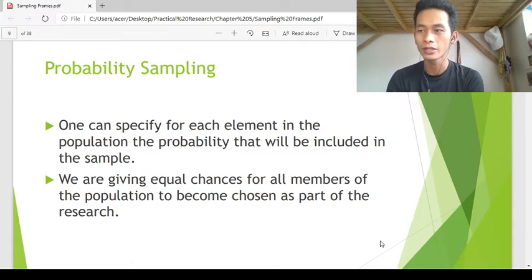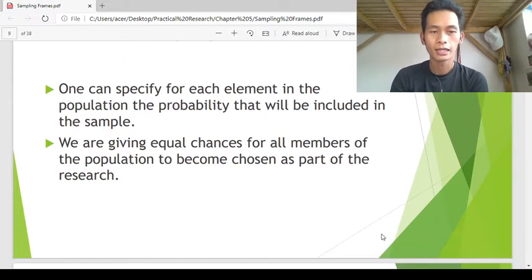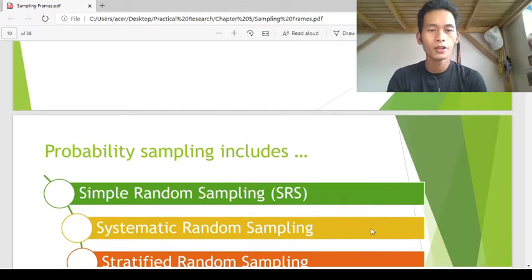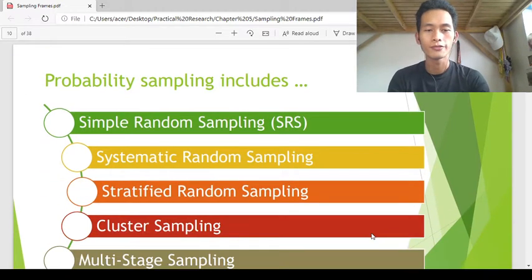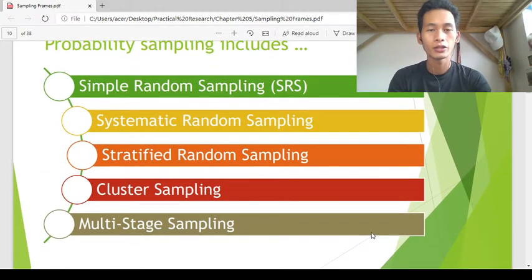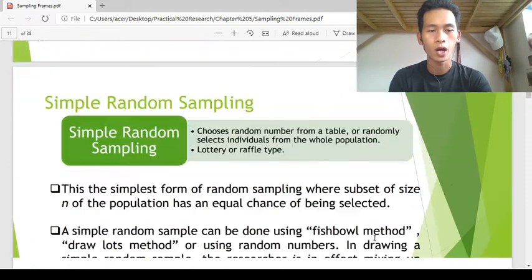As what I've mentioned kanina, it also uses statistics and probability, diba? Statistical method. Now, probability sampling includes the following: simple random sampling, systematic random sampling, stratified random sampling, cluster sampling, and last is multi-stage sampling. We will discuss each of these types of sampling one by one.